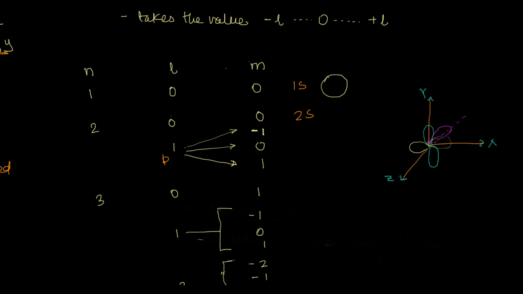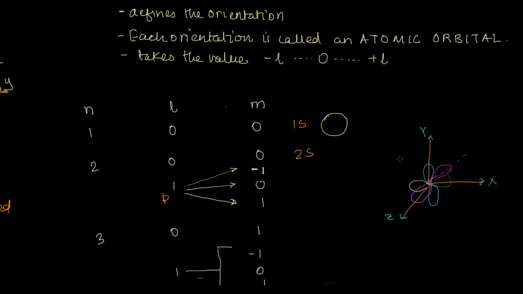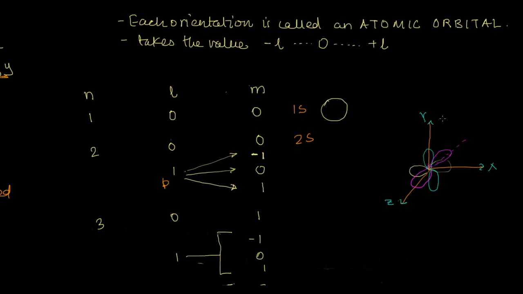Okay, so you see the x and y lie in the same plane, the z is jutting out, the half part is jutting out, half is going in, into, right? So it is something like that. So I call one of them as 2px, the one that is oriented along the x axis. Another is termed as 2py, another is termed as 2pz.